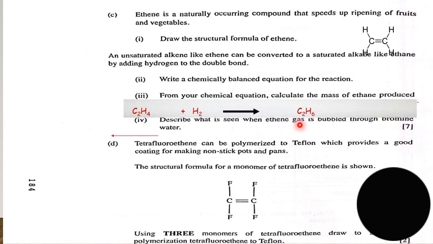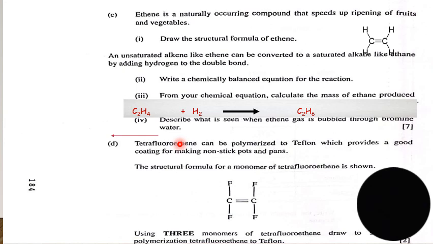So all we did was we just added 2 hydrogens to this ethene, and you got C2H6, and instead of having an ethene, now you have an ethane. And remember, there is a catalyst for this, and that is nickel or platinum. That's it.